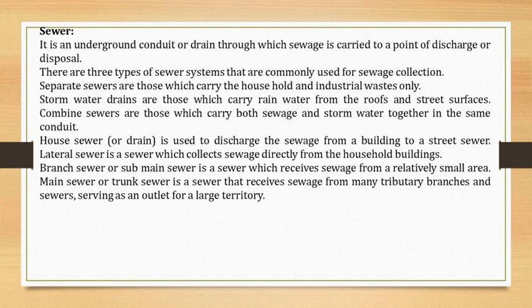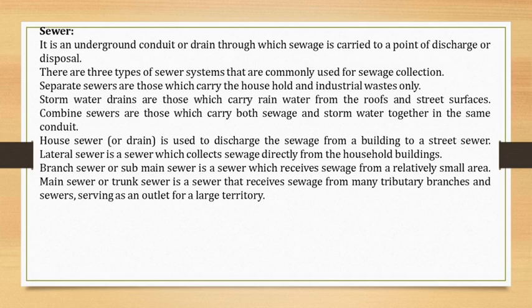Okay. Next definition, that is house sewer. The house sewer is used to discharge the sewage from the building to a street sewer. Next definition, lateral sewer. A lateral sewer is a sewer which collects sewage directly from the household building. Next, branch sewer or sub-main sewer is a sewer which receives the sewage from a relatively small area.